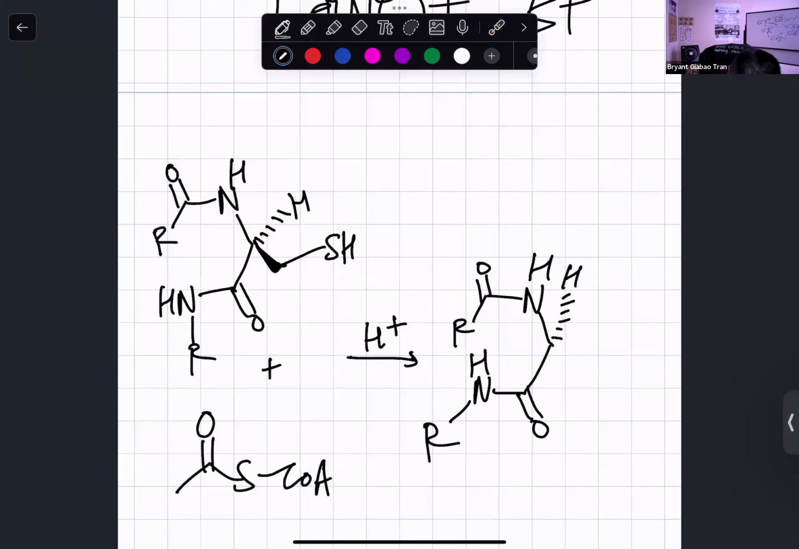Wait, hold on. I'm trying to figure out what this is trying to do. I've seen this CoA in biochem, but in chem I haven't seen that before. So this is saying, this is weird. Cysteine residue.